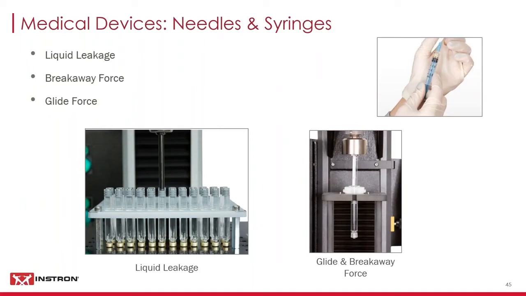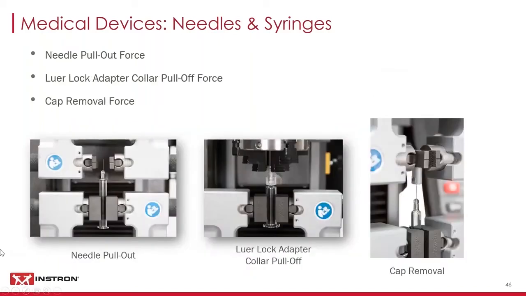Syringe breakaway force is the measurement of the initial peak force required to depress the plunger. The glide force is the average force required to continue moving the piston. This evaluates the quality and consistency of the silicone lubrication within the empty barrel. All that is needed to run these tests on an XY system is a fixture to hold multiple specimens and a probe or compression platen. From these photos, it's easy to see how a glide or breakaway force test can be adapted to an XY system using a fixture that is similar to that used for the liquid leakage test.